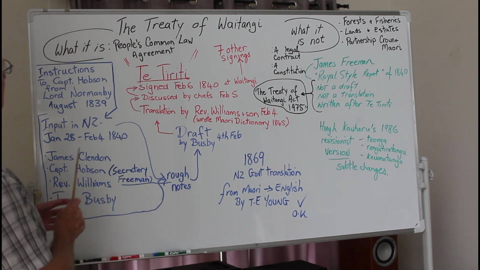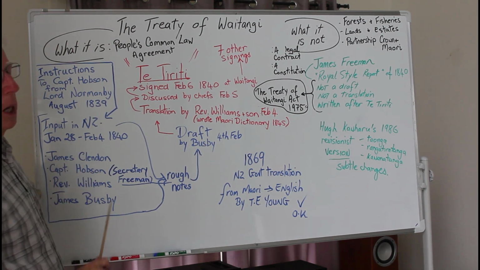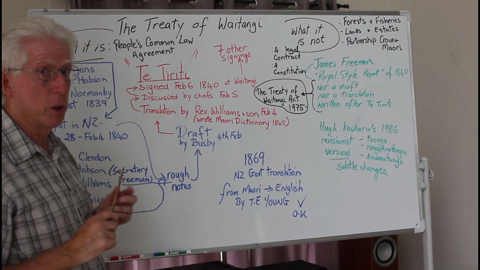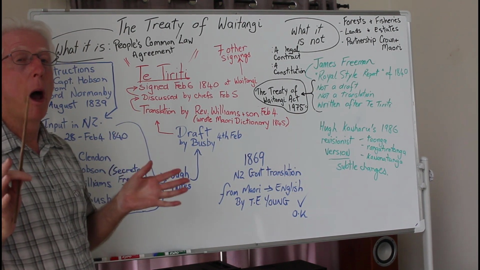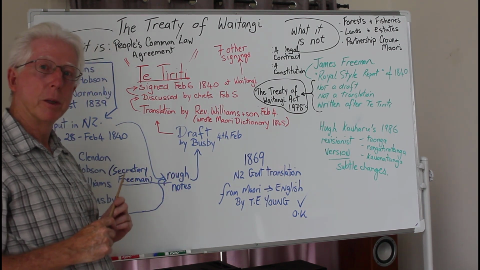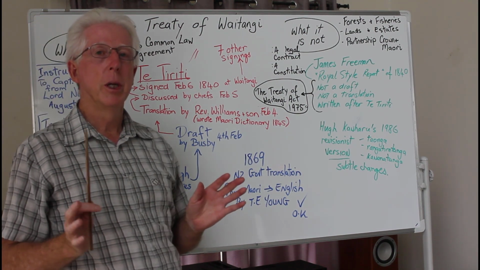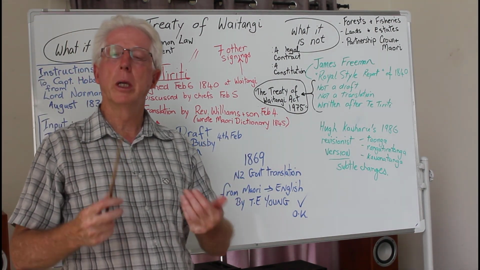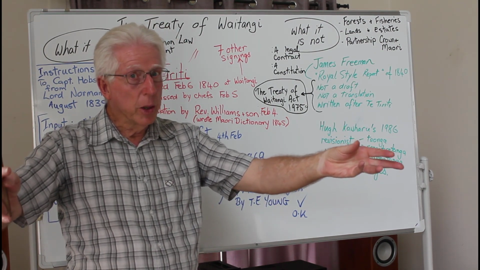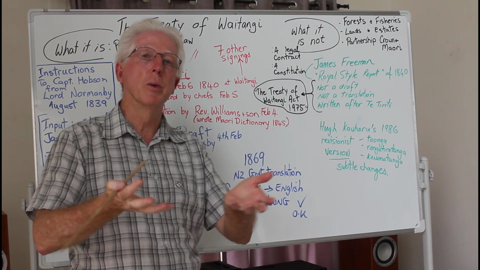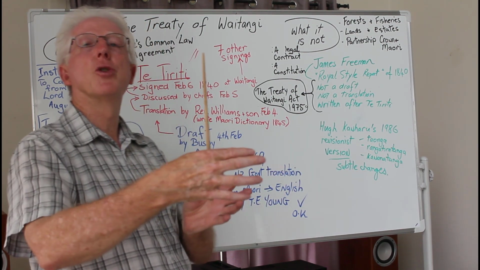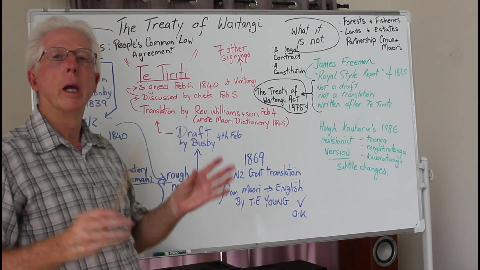Well, in August 1839 in London, Lord Normanby and his secretary and his office people prepared a 4,000-plus word document of instructions for Captain Hobson to guide his dealings with the Maoris in New Zealand and to help bring forward with them and the local settlers a treaty or arrangement which was going to turn the tide of history towards British common law and order.